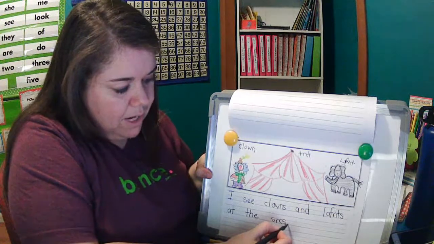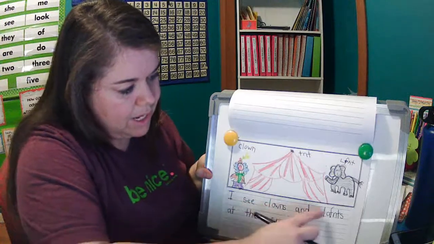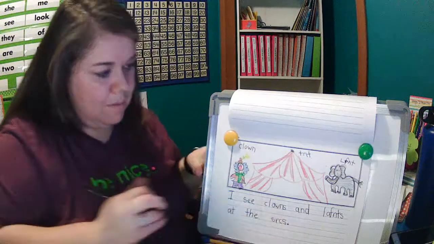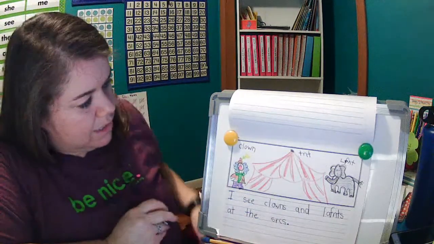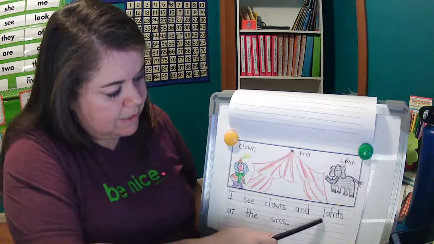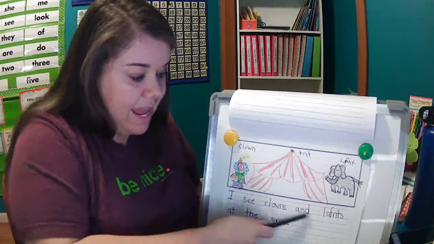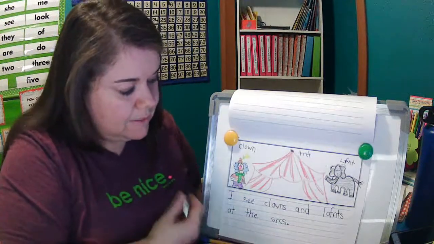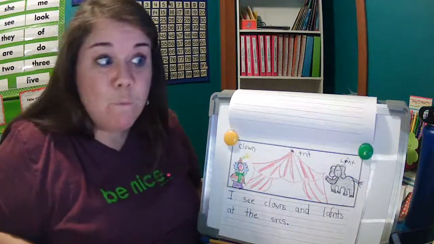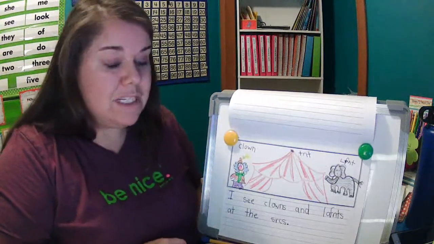Circus. Okay, so I have an uppercase letter, spaces in between. I see clowns and elephants at the circus. And I've got a period. All right, I can go back and look. Do I have everything I want? I think so. Uppercase letters, spaces in between. I have the naming part of my sentence. I have an action part, sees clowns and elephants. I have a period. All right, let me check. Did I work the whole time? Because we're building stamina today. And I did. So I can be done with my work.